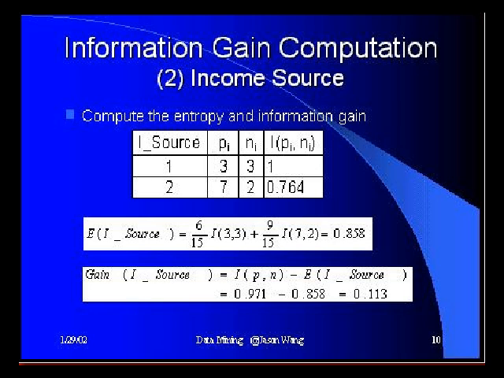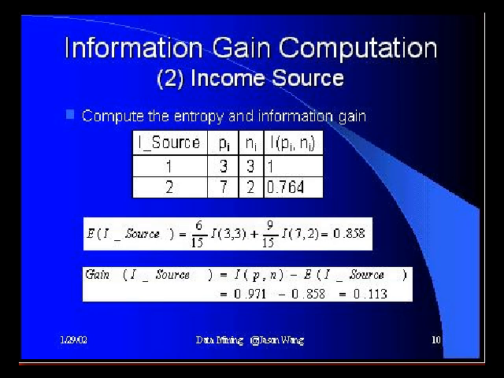And then information gain for income source is equal to I(P, N), which we have calculated in the previous transparency, which is 0.971. This number has nothing to do with any particular attribute. Okay, it's there. Entropy of income source, that's relevant to this particular attribute, and that number is 0.858. 0.971 minus 0.858 gives you the number 0.113. Okay, that's the information gain for income source.